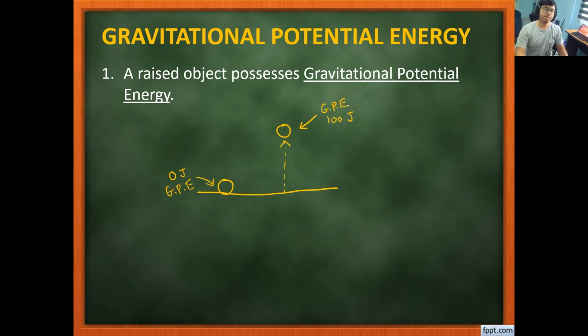What does that mean? That means when I raise it above the ground, it has the potential to fall. Gravitational potential energy is related to falling objects, and that is what it means. Gravity causes it to fall. So if I let go of this ball, it will fall with the energy of 100 joules. Anything you pick up to a certain height has gravitational potential energy because it has the potential to fall.